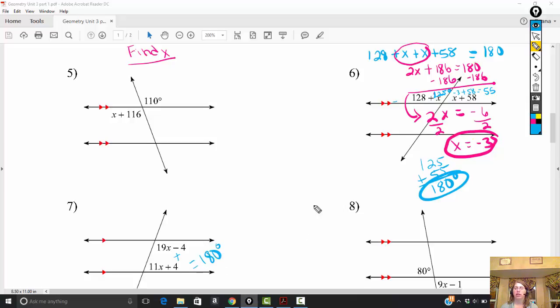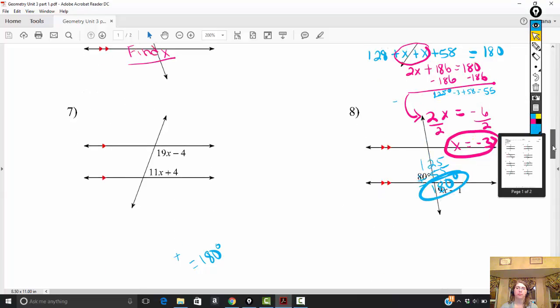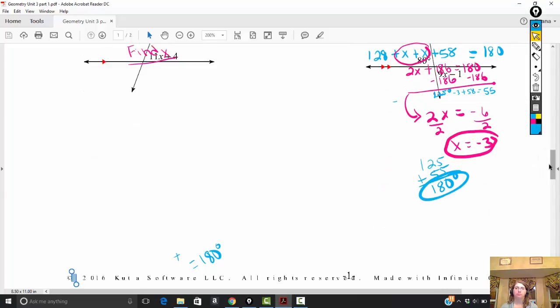Okay, add to equal 180 degrees. These two are set equal to each other because they're vertical angles again. So just a quick review on our angles, a little bit here and what they do. So let's scroll down just a moment.